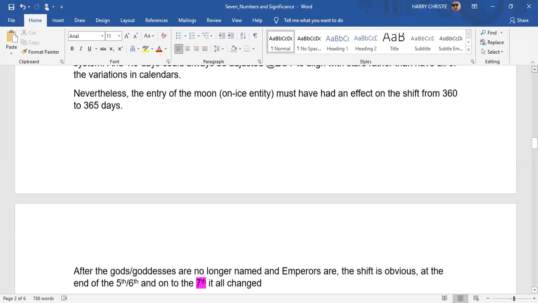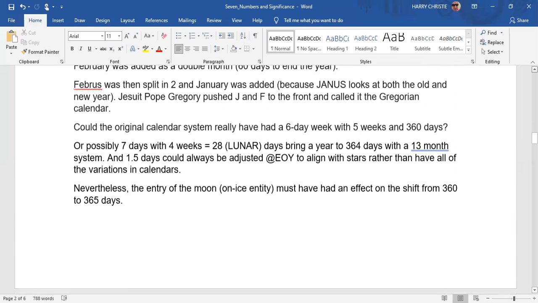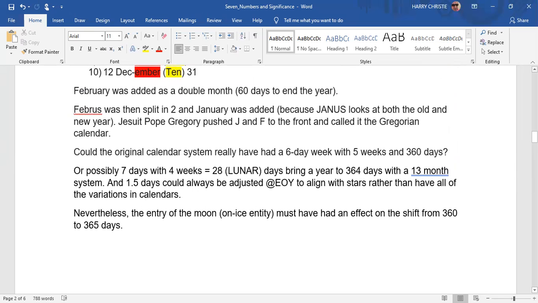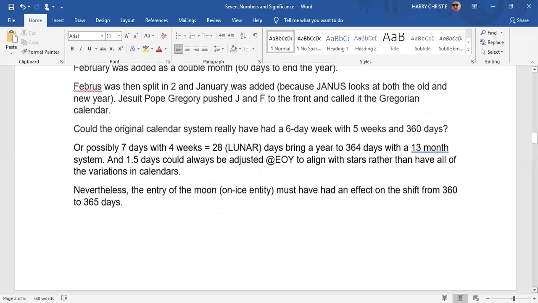In case anybody's wondering, that 1.5 days could always be adjusted at end of year. Okay, end of year. All right. Yeah, we could just go to the end of the year and say we're going to have a day or a day and a quarter, or a day and a half of festivals, and then boom, you'd be right back on track instead of having this convoluted calendar system where everything is just always, well, we don't know, we have to come up with a new calendar, you know. Okay.